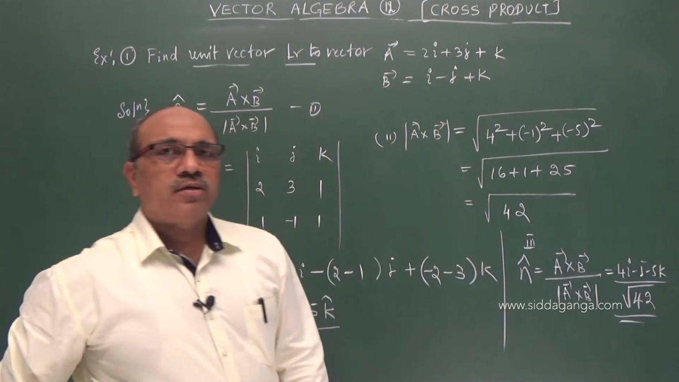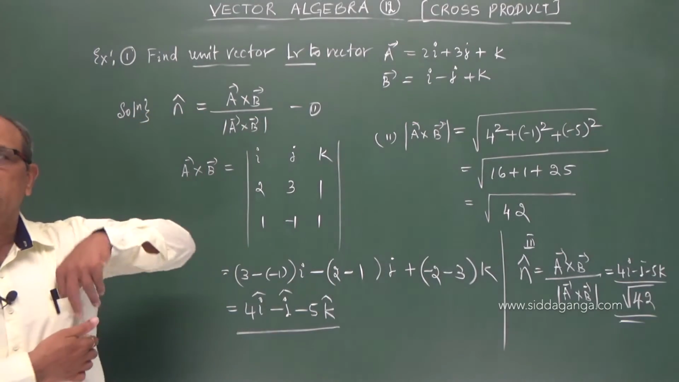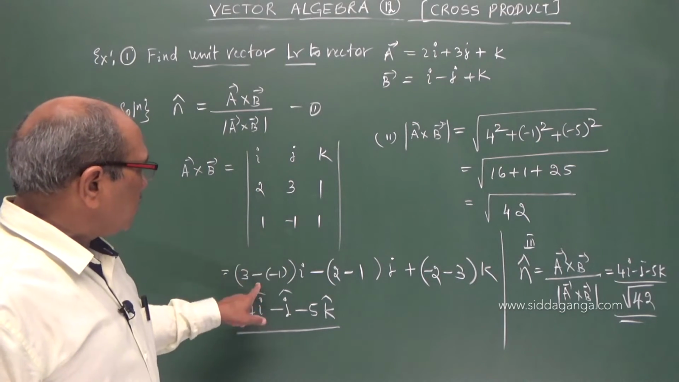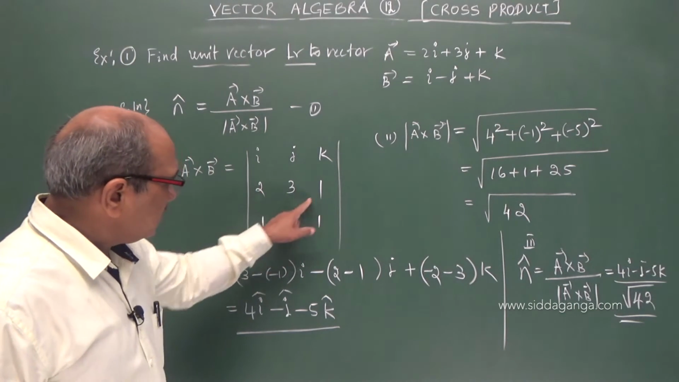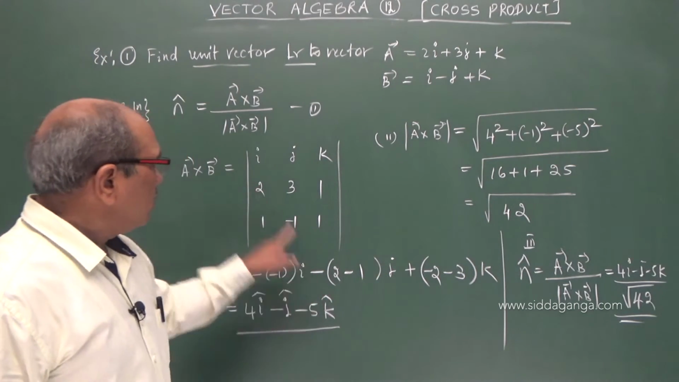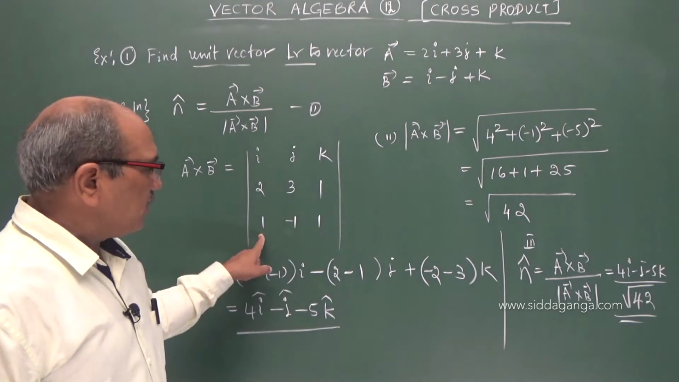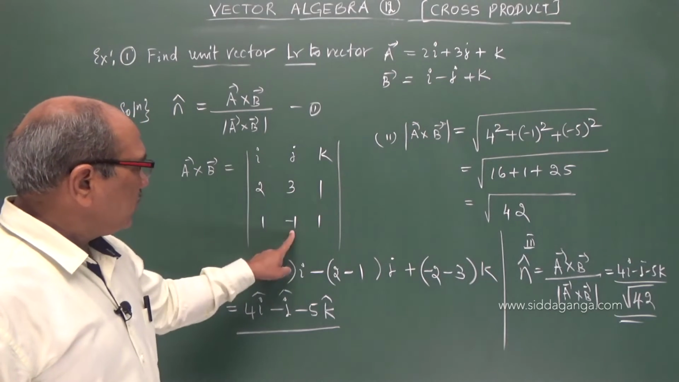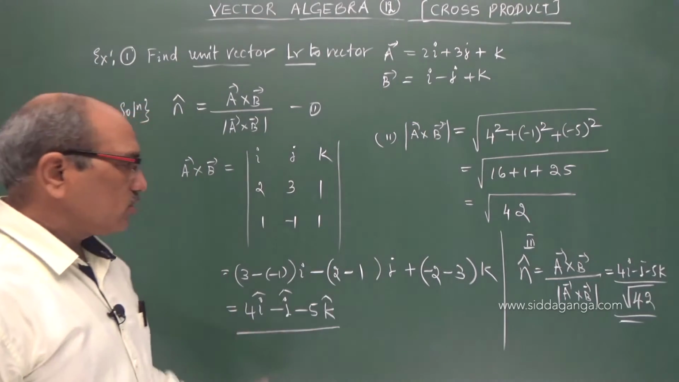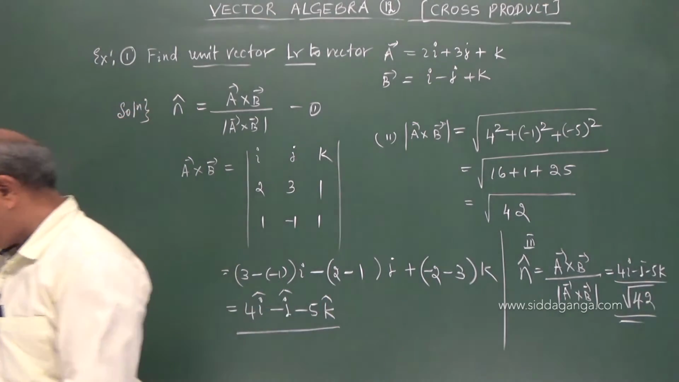So the importance is in finding this value very carefully: leaving the first column, 3 into 1 minus this product; leaving the middle column, 2 into 1 minus this product; leaving the last column, minus 2 minus 3. So I think you have followed. Let's go to the next one.